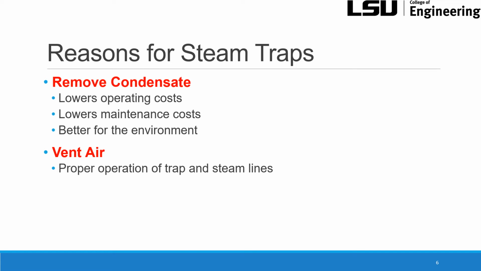It's also better for the environment just by recycling the liquid and the steam, because we then have to use less natural resources and less energy moving forward. The second reason for the steam trap is to vent air. The trap and the pipeline won't work properly for steam applications unless the air is vented in the beginning, but I'll talk a little bit more about this in the coming slides.